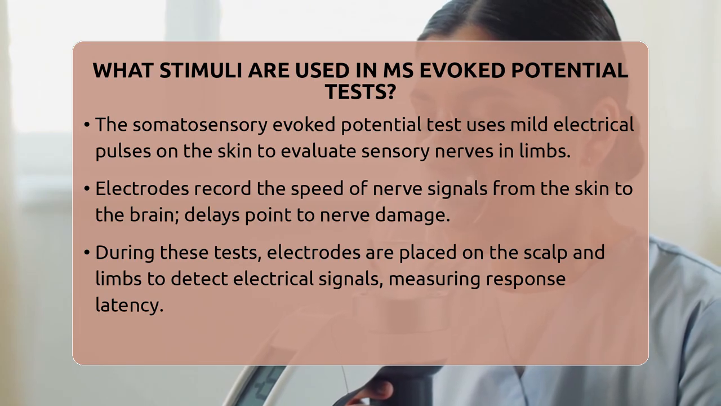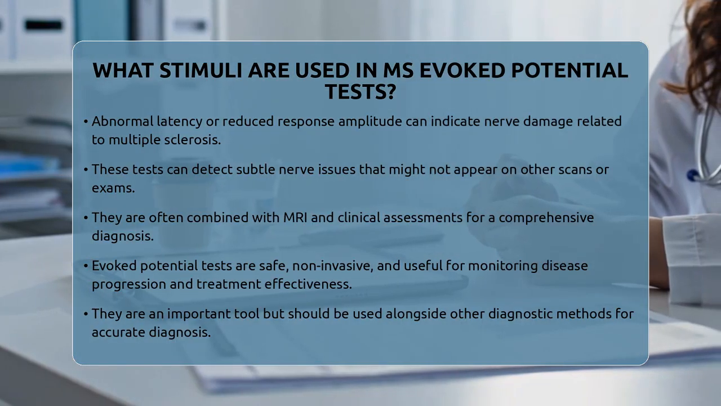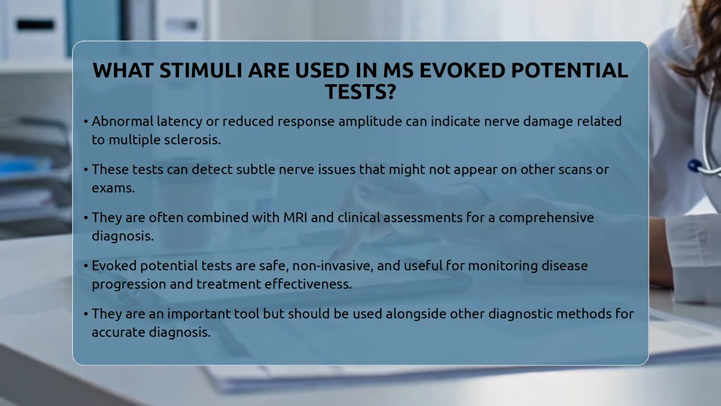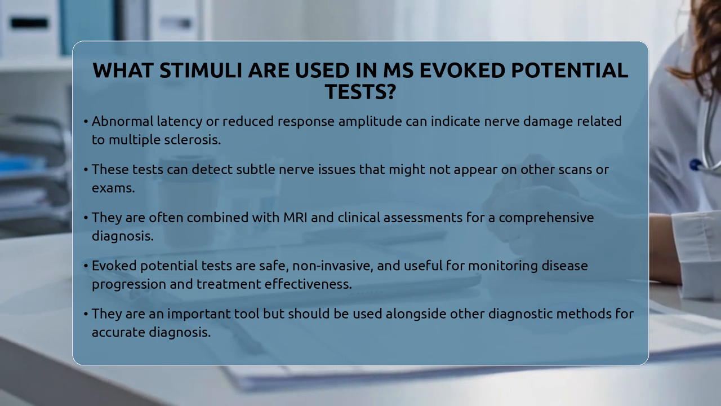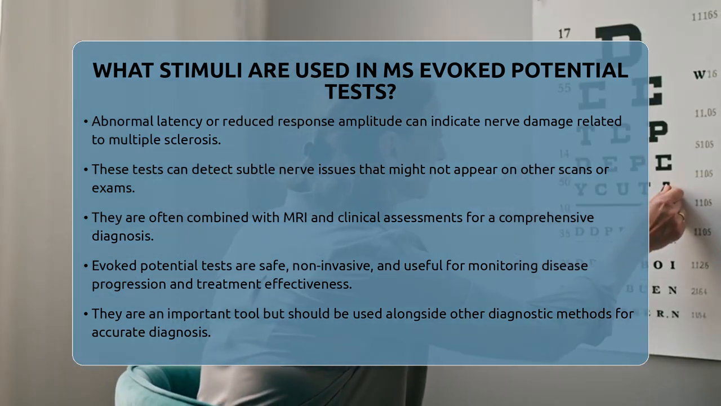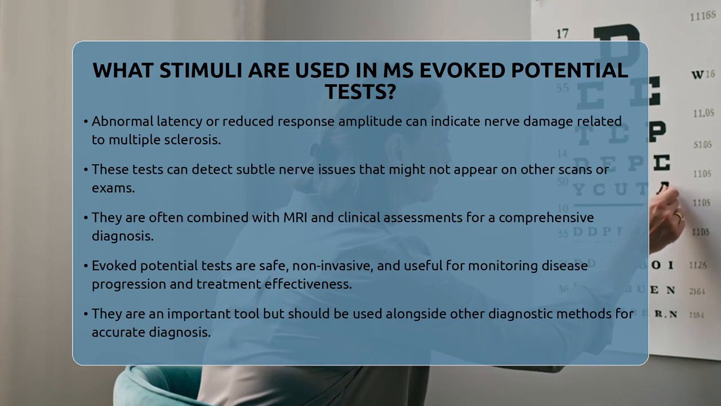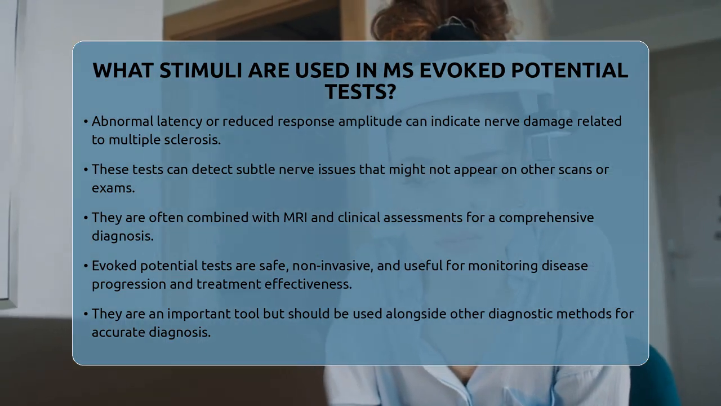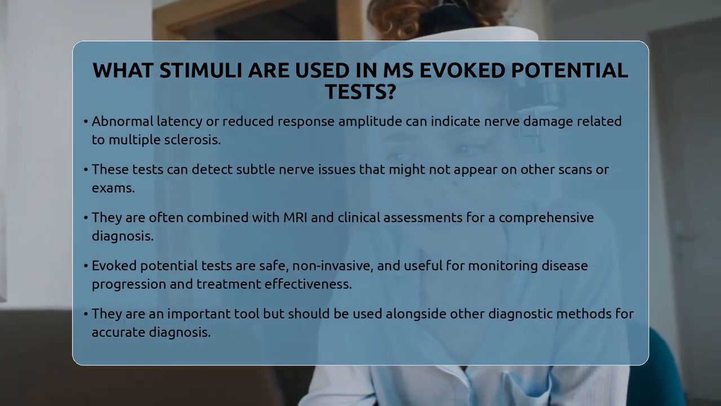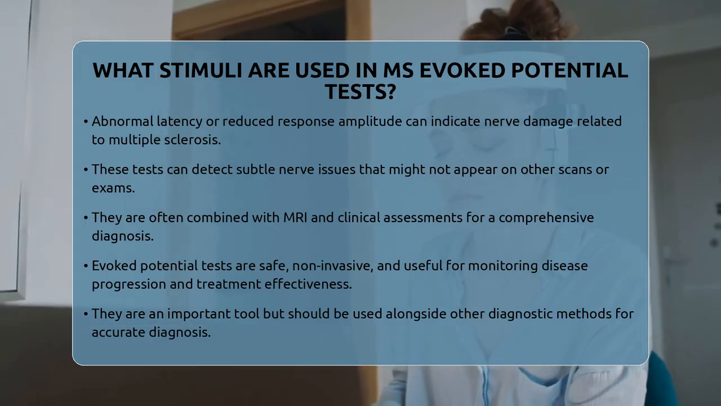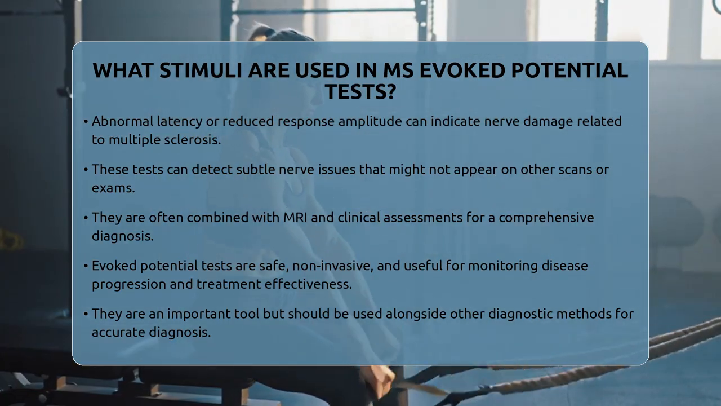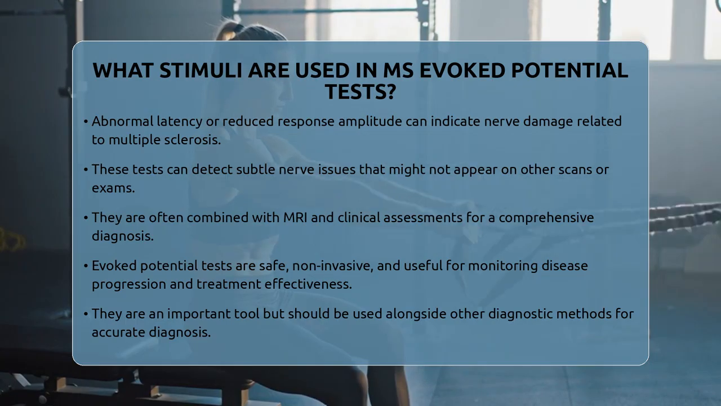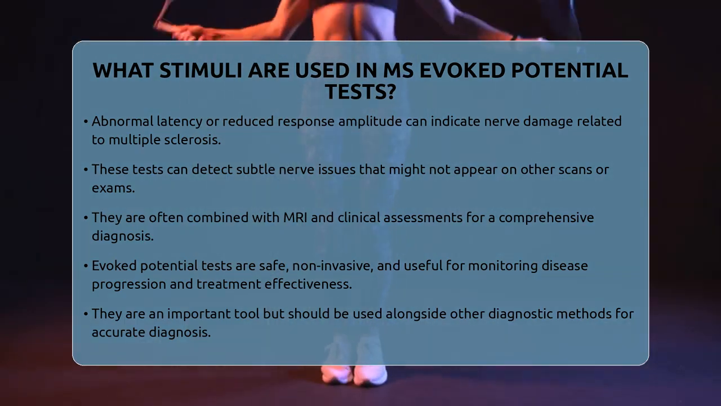These evoked potential tests are valuable because they can detect subtle nerve damage that might not show up on other scans or exams. They are often used alongside magnetic resonance imaging and clinical assessments to build a clearer picture of multiple sclerosis. They also help monitor how the disease progresses or how well treatments are working over time.